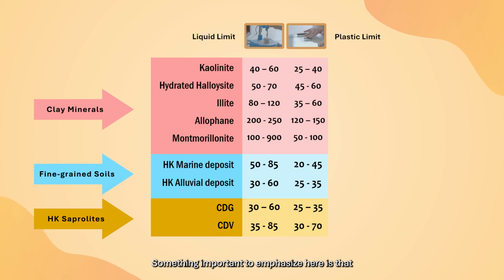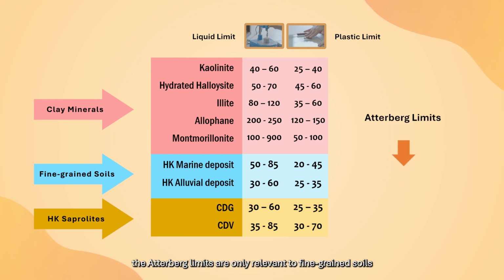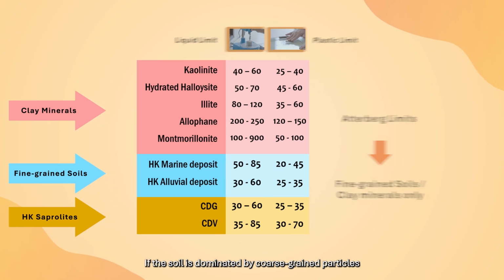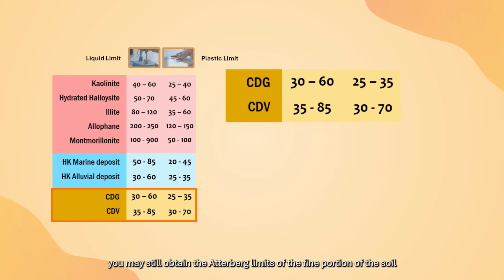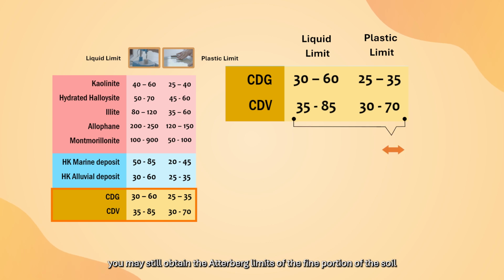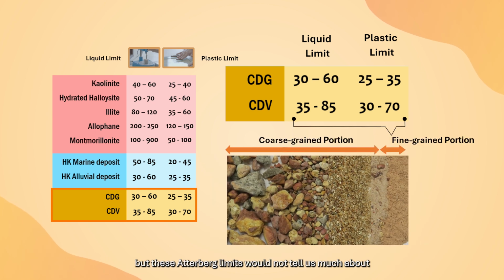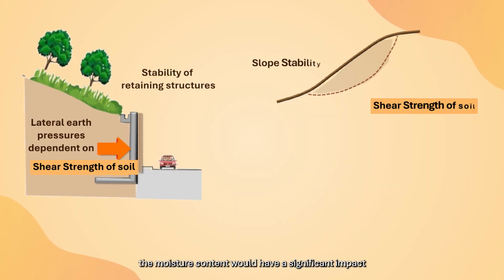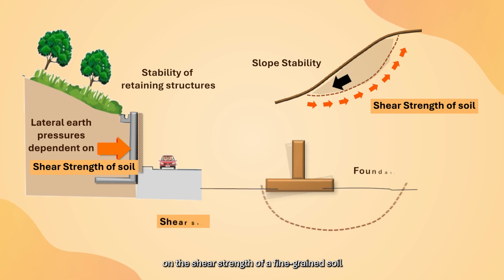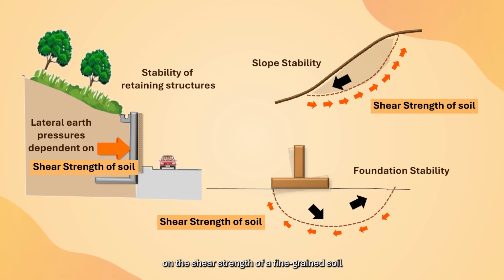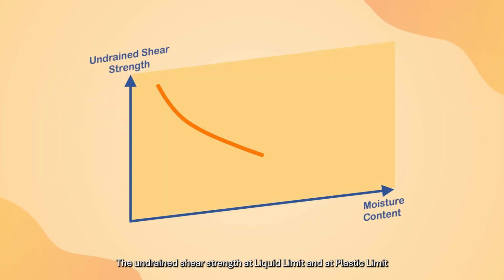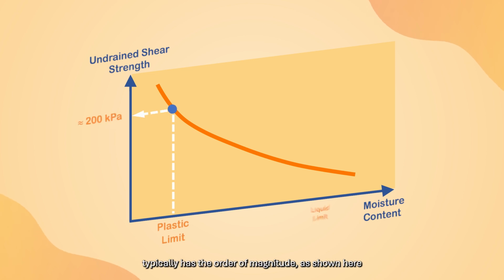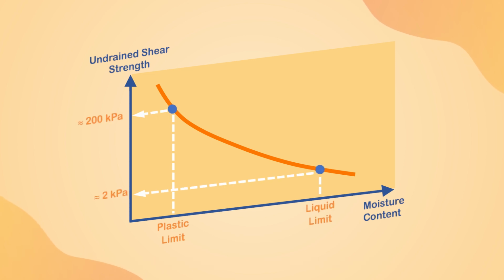Something important to emphasize here is that the Atterberg limits are only relevant to fine-grained soils. If the soil is dominated by coarse-grained particles, you may still obtain the Atterberg limits of the fine portion of the soil. But these Atterberg limits would not tell us much about the soil as a whole. As one can imagine, the moisture content would have a significant impact on the shear strength of a fine-grained soil. The undrained shear strength at liquid limit and at plastic limit typically has the order of magnitude as shown here.